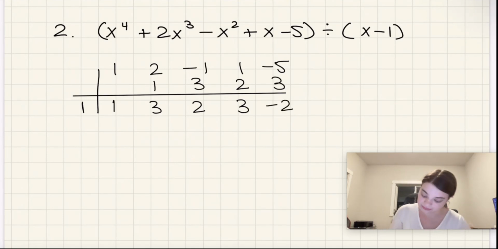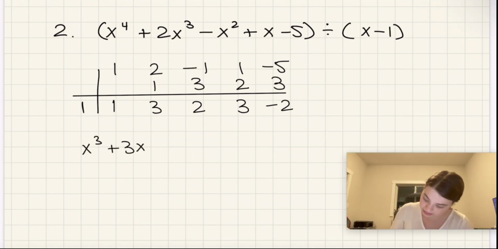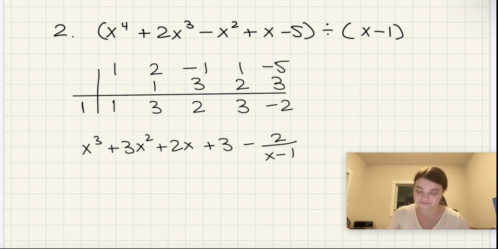So what's our answer? x cubed plus 3x squared plus 2x, plus 3, minus 2 over x minus 1. And there we go.